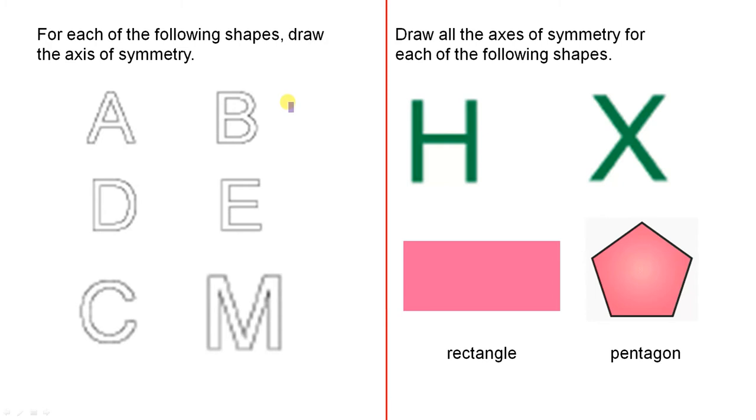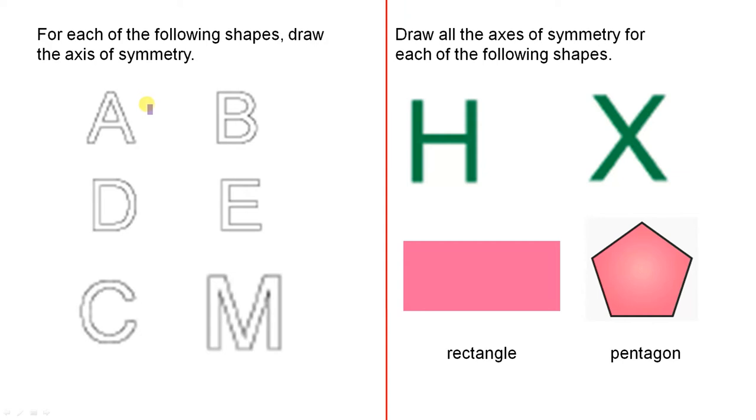Now let's quickly look at what we're asked to do. For each of the following shapes, draw the axis of symmetry. So for the capital letter A, it means draw a line and position it in a place in such a way that it cuts the letter A in half, where each half is a mirror image of the other.